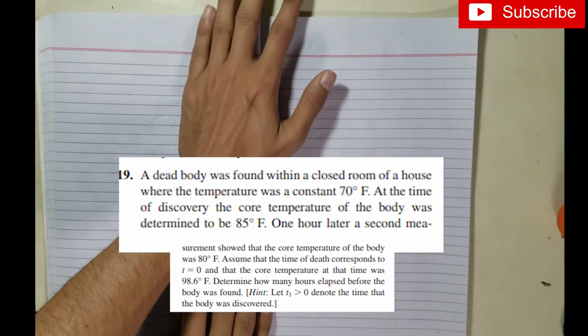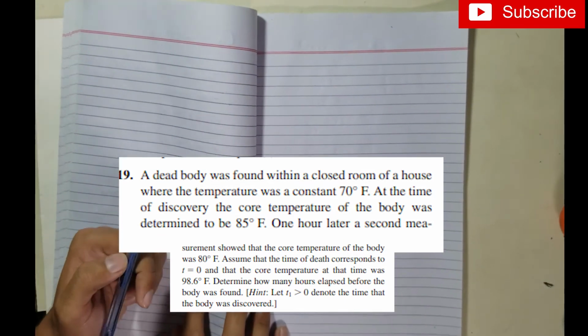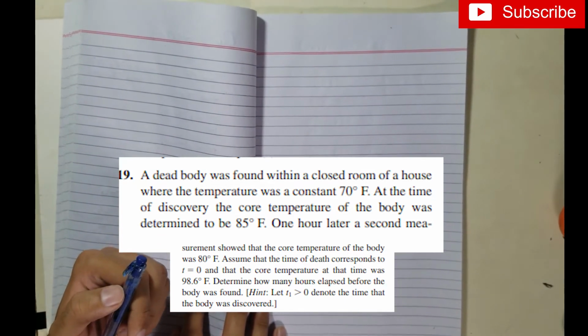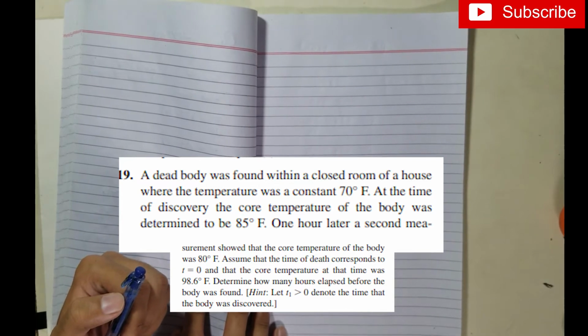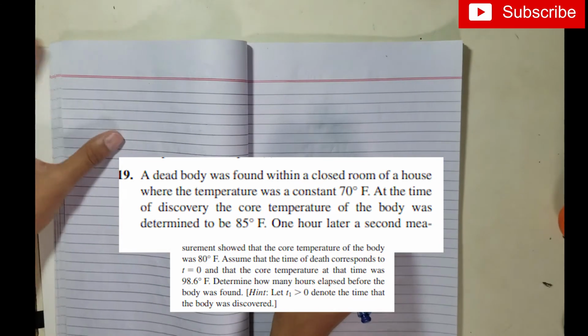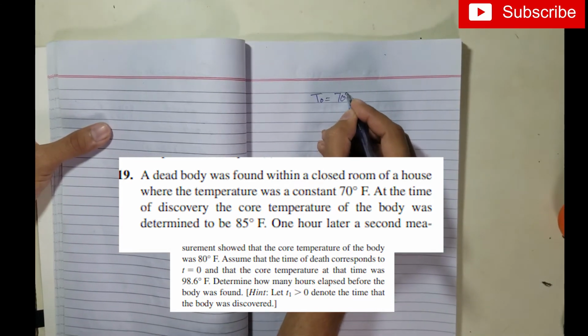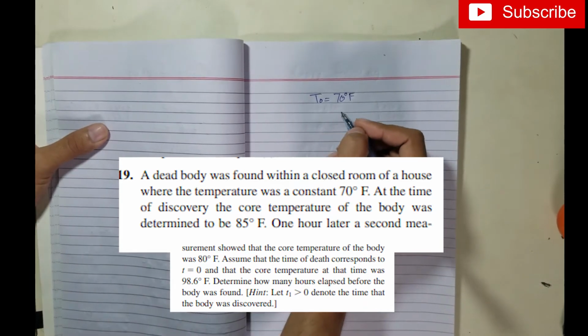I hope you guys solve the question, and now I will read the question. So a dead body was found within a closed room of a house where the temperature was a constant 70 degree Fahrenheit. So constant temperature is our ambient temperature. So T naught is equal to 70 degree Fahrenheit.